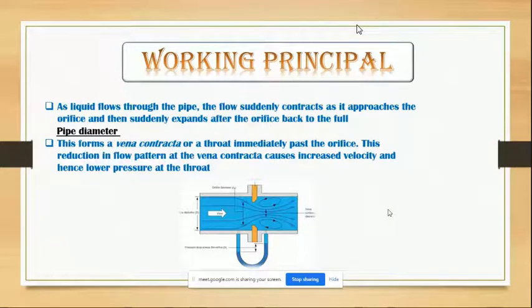Now coming to the working principle, as the fluid flows through the pipe, the flow suddenly contracts as it approaches the orifice and then suddenly expands after the orifice. What happens is that when the fluid reaches the throat, its pressure decreases, due to which there is an increase in the velocity, and hence, with the help of a manometer, we are able to find the total head loss and the flow rate of the water.